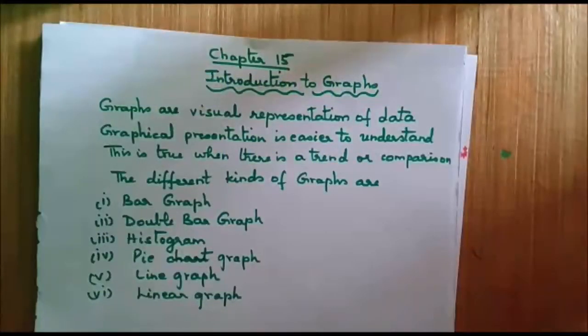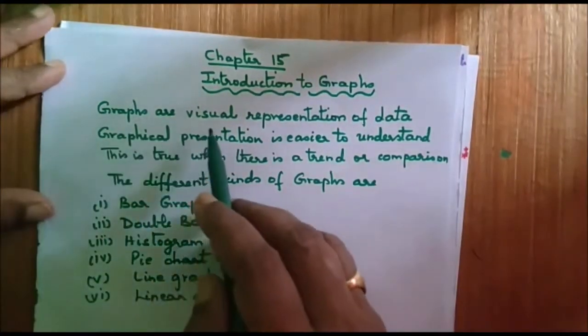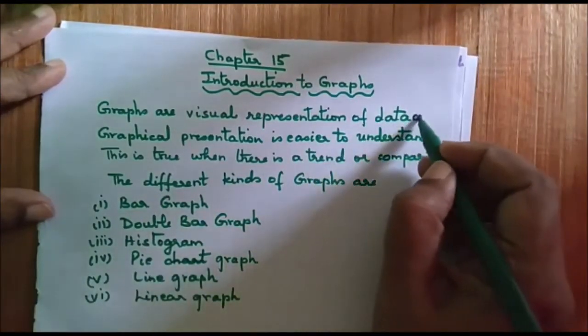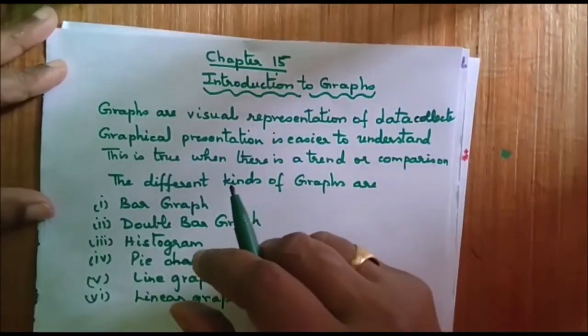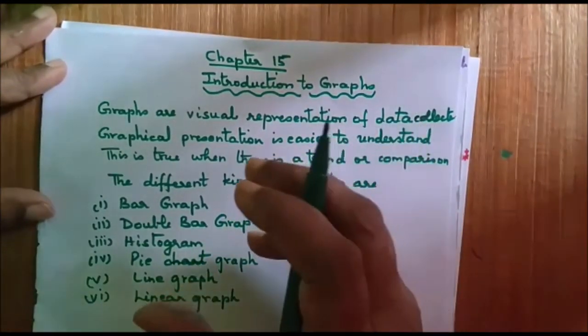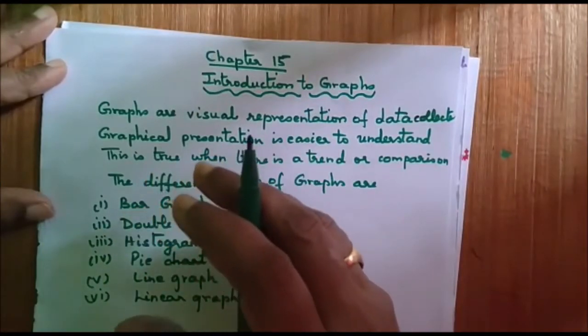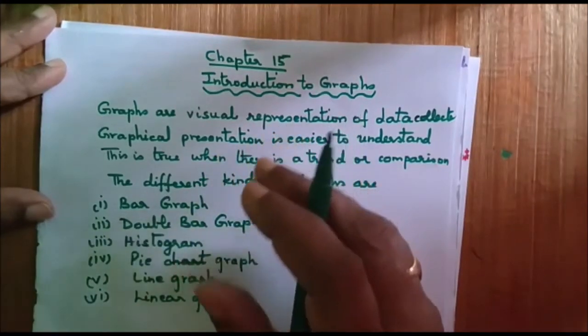Hello friends, in today's class we'll start with a new chapter, chapter 15, Introduction to Graphs. Now what are graphs? Graphs are nothing but visual representation of data that is collected. We may get the marks obtained by the students in a particular class, so this data can be represented in graphs. They are the visual form of representation of the data that is collected.